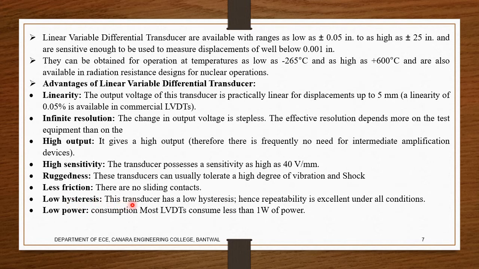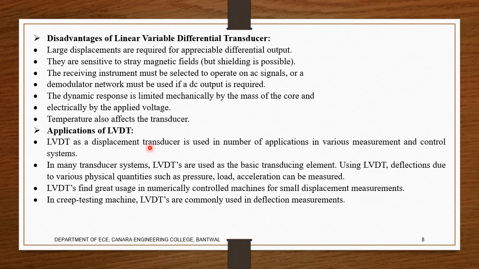The low hysteresis. The transducer has a low hysteresis. Hence, repeatability is excellent under all conditions. So, low hysteresis means what? Whatever the hysteresis process is there, it is due to the magnetic coupling and can be reduced. Low power consumption. Most LVDTs consume less than 1 watt of power. Okay, so they can absorb less than 1 watt of power. So low power consumption. The disadvantages of LVDT.